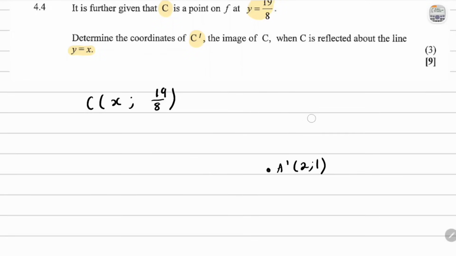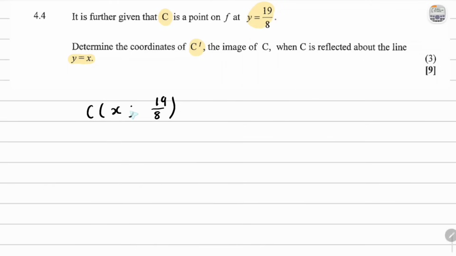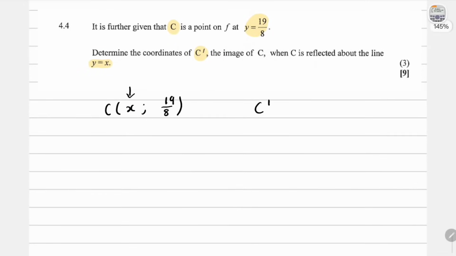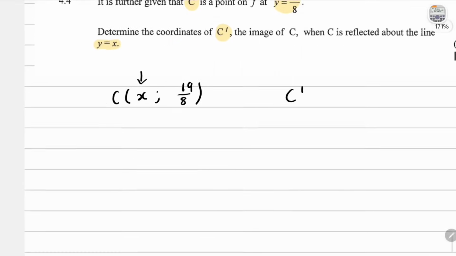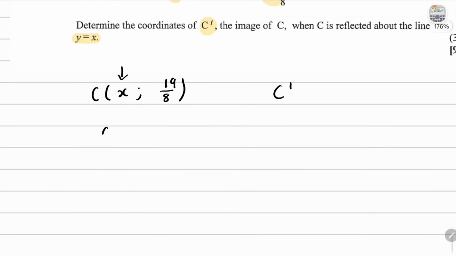Okay, so we have an idea of what we need to do. We know what C is. We need to find C prime, the reflection. So the main goal is to find out what x is so that we can just switch these two around, and that will be C prime, the reflection about the line y equals x. Okay, so let's go ahead and find x. Now we know what our function looks like, and we know that the y value is that. So all we have to do is find that x value.